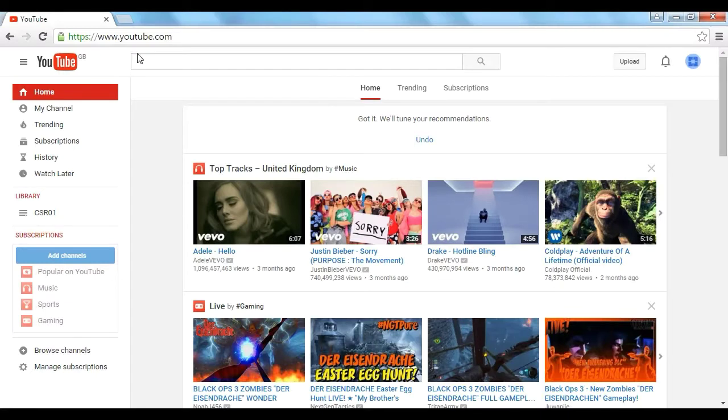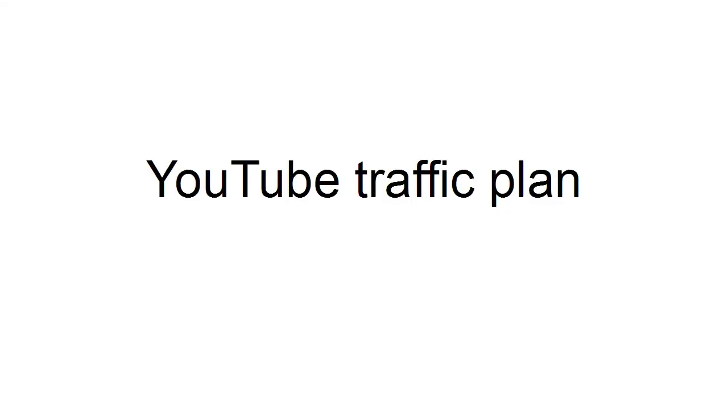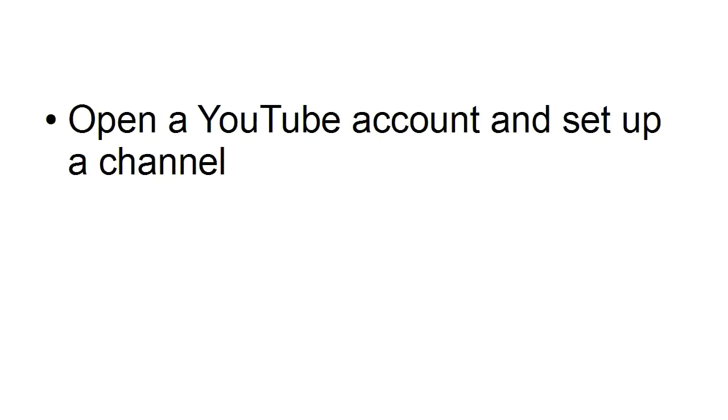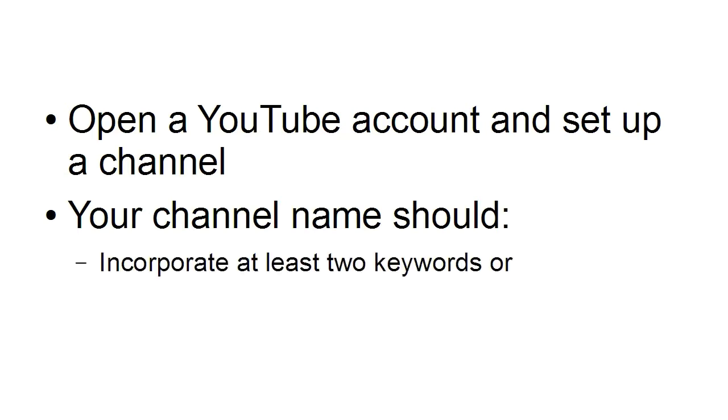And this is YouTube, which you'll find here at youtube.com. And before you can upload videos to the site, you will have to open an account, but it is all free. If you've got an account with Google, if you've got a Gmail account or anything like that, you'll automatically be assigned a YouTube account. Okay, let's put together a YouTube traffic plan. First thing you want to do is open a YouTube account and set up a channel. Your channel name should, of course, incorporate at least 2 keywords or be your business name. That way it can be referenced back to who you are or what you do.